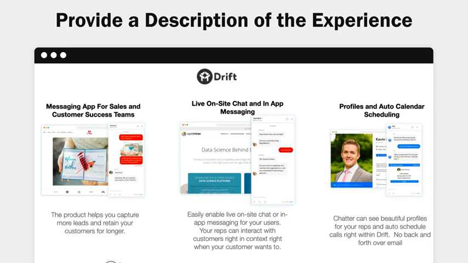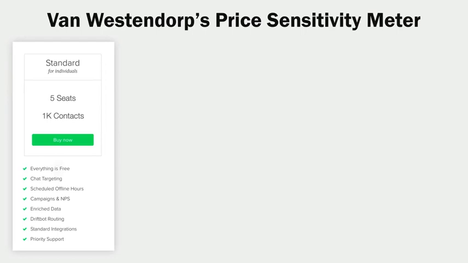So the first step when running this analysis is that we would put a description of the product in front of the users, something similar to this, where you can see Drift is a messaging app for sales and customer success teams. They have live on-site chat and in-app messaging, as well as a bunch of features around profiles and auto calendar scheduling. Now, once they get a description or a context for what the product does, we put in front of them what's included in the pricing tier, but not the actual price. So as you can see here, a standard plan, 5 seats, 1,000 contacts, and what features are included in this plan.